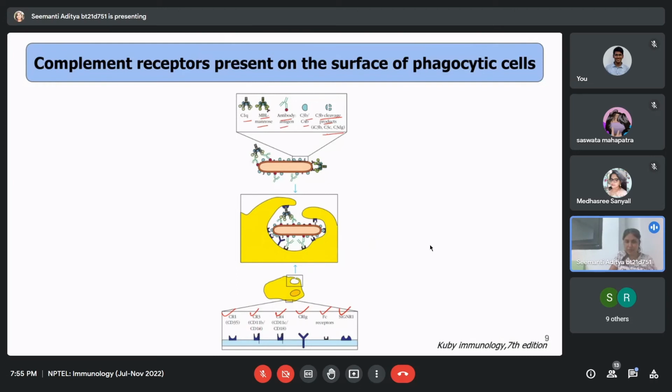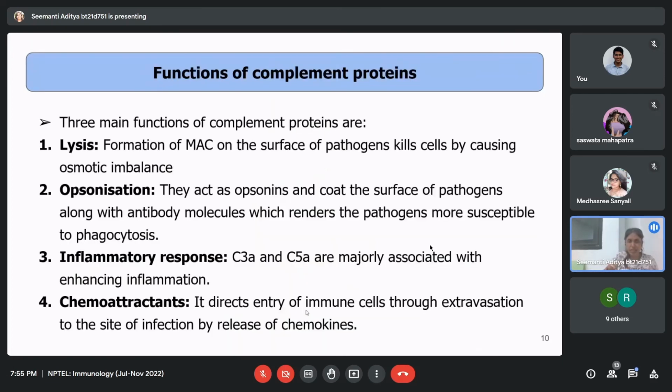And these are some memory based things, like what kind of ligand it interacts with. So this interacts with CD35, this interacts with CD11b, CD18. These are something you might remember, what complement receptors interact with what kind of ligands. And finally, what are the functions of complement protein? Mainly there are 4 functions. Lysis: it will form a MAC complex on the surface of the pathogen, and kill it by osmotic imbalance. Opsonization: it will act as opsonin.